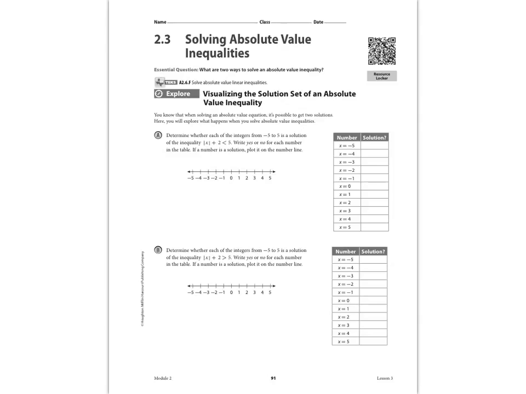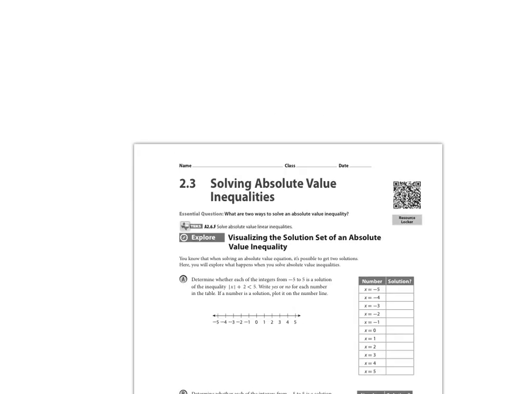In 2.3, we are solving absolute value inequalities. So what we're doing mathematically is no different than what we did with equations last time. The only difference is that instead of the equal signs, they're going to have what in them? They're going to have inequalities. What are our inequality symbols? This sign, this sign, this sign.